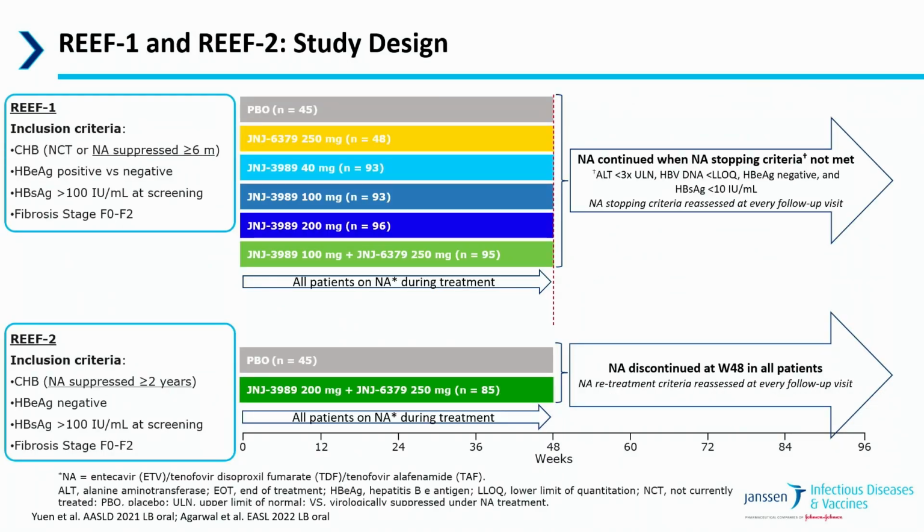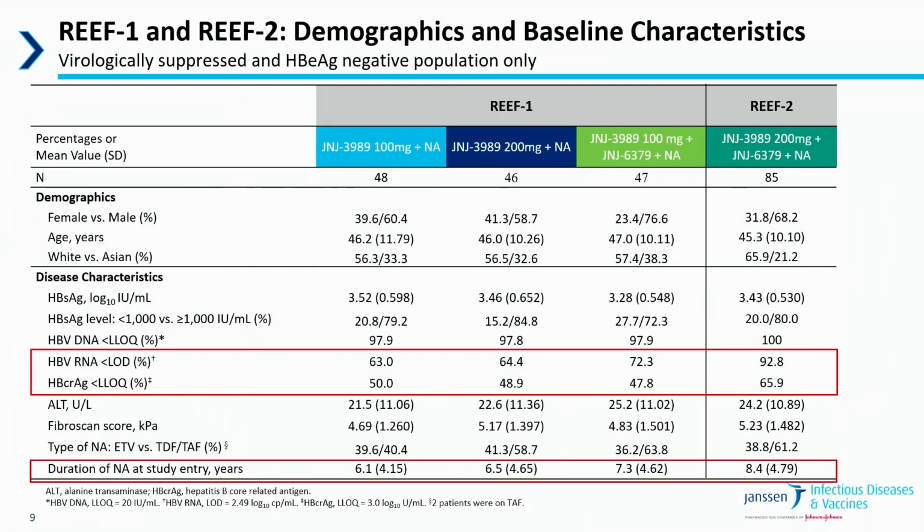So now we look into Reef-2. Why do we do so? Because, here it's correct on the slide now, we have one green arm in Reef-1 with 100 milligram triple, and we now can look at an arm from Reef-2 where we have 200 milligram with the addition of 6379. That's the purpose of the analysis today, where we are first looking at the baseline characteristics.